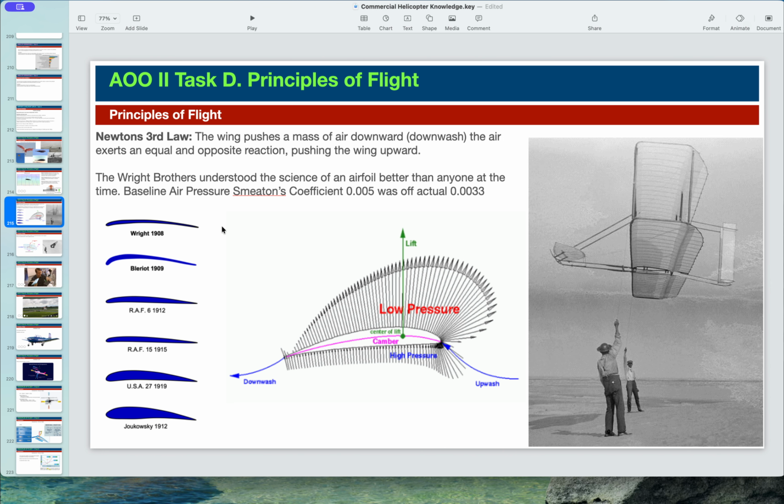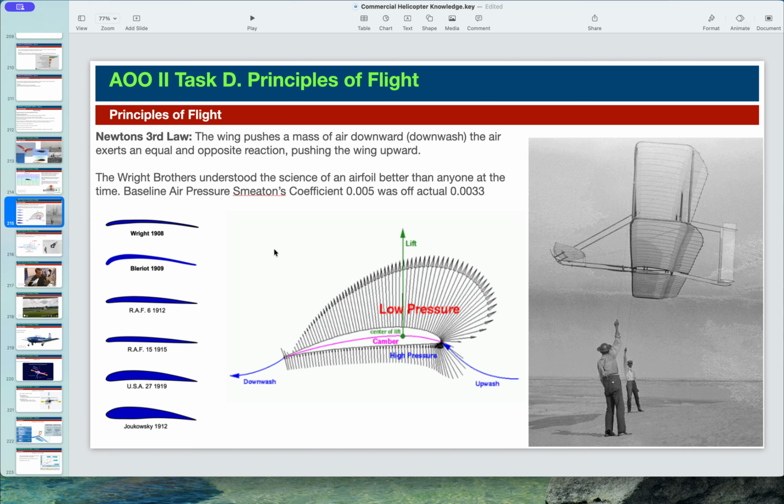Now Newton realized that his third law is that every action requires an equal and opposite reaction. So as the wing pushes a mass of air downward, the downwash, the air exerts an equal and opposite reaction, pushing the wing upwards. That's how lift is generated, and that's shown here in the example. We have high pressure down below and low pressure up above, forcing lift up.